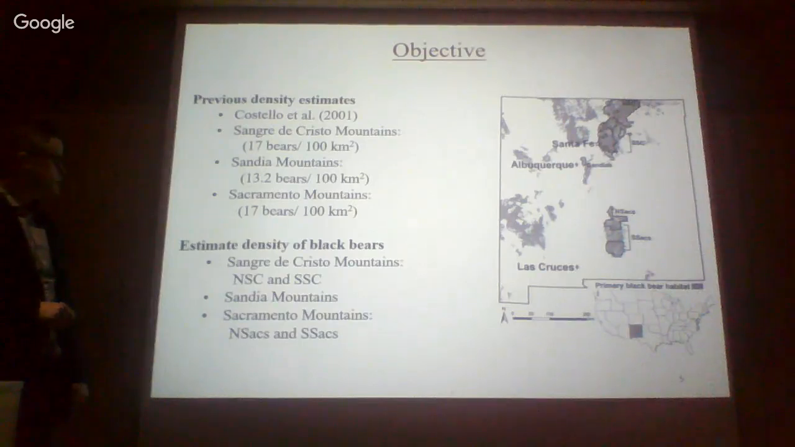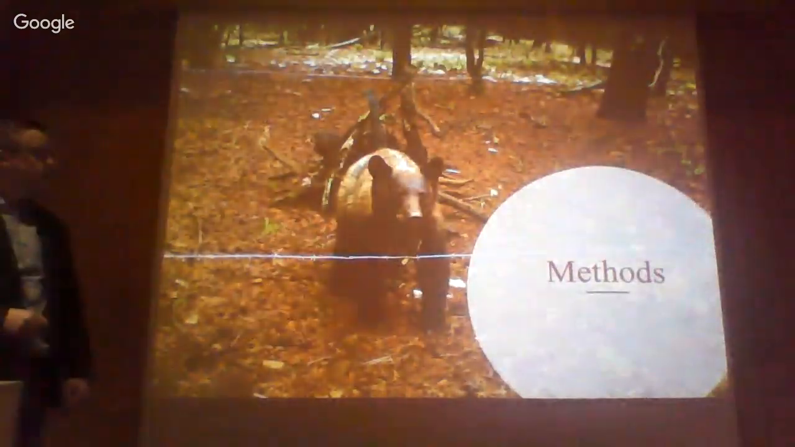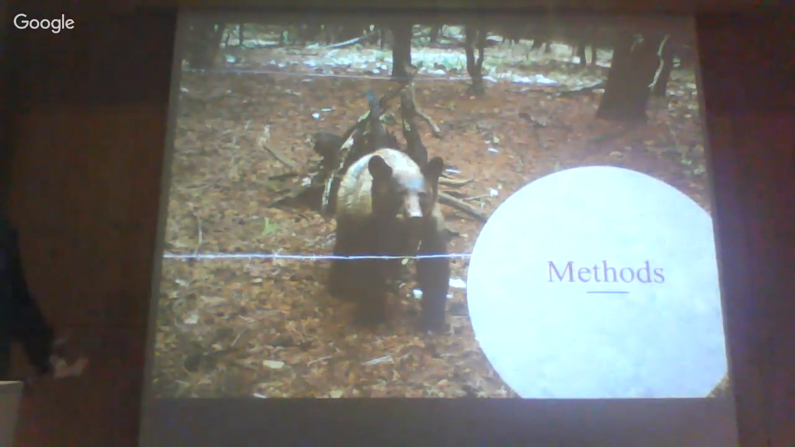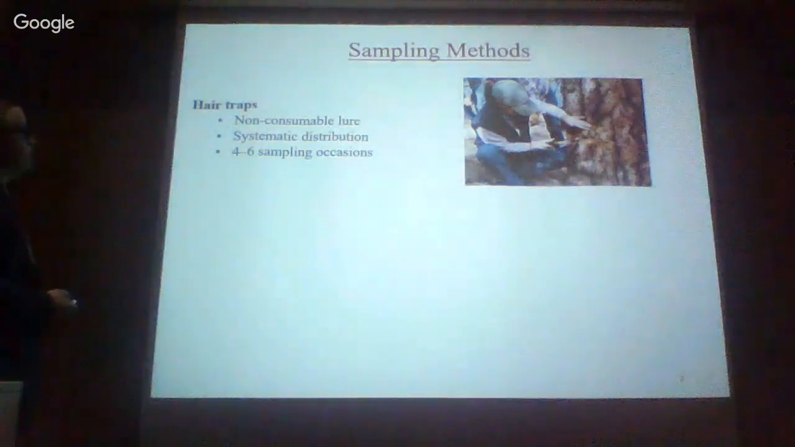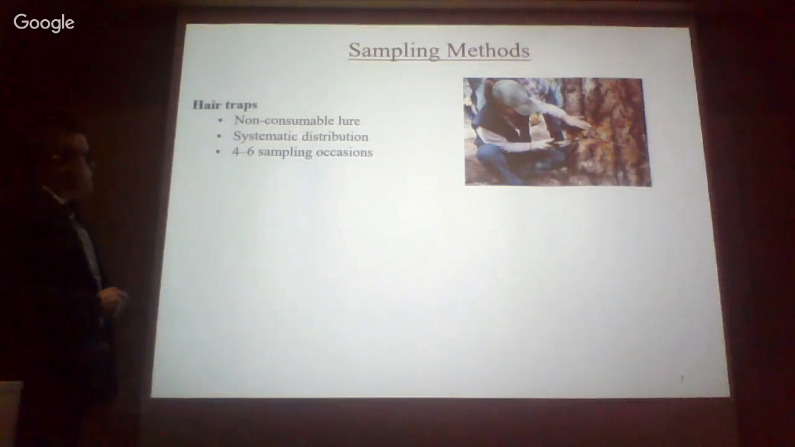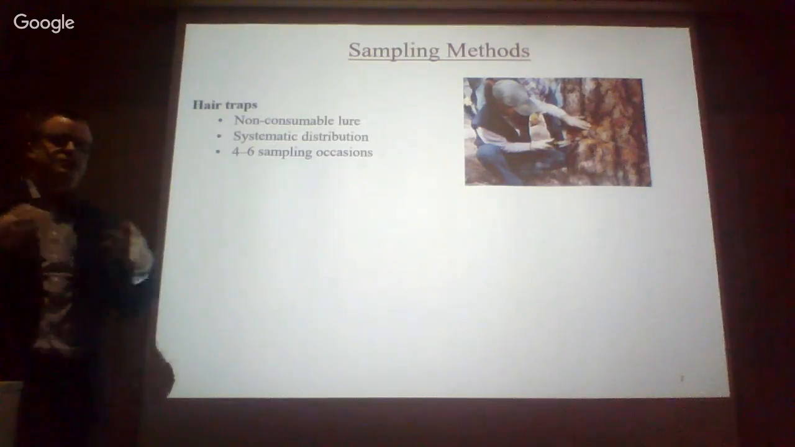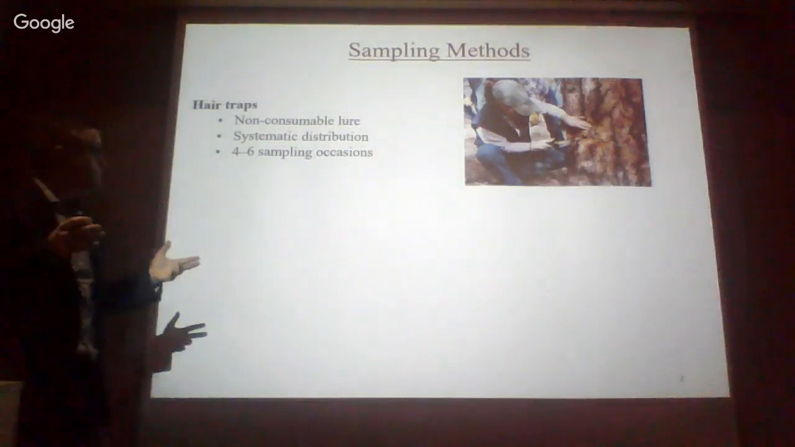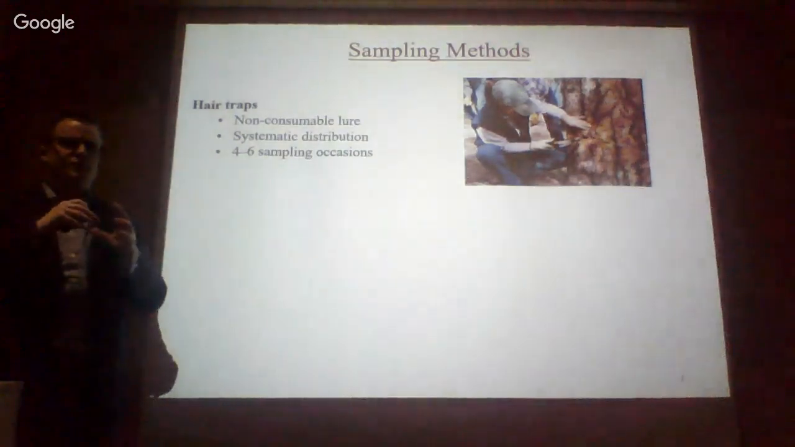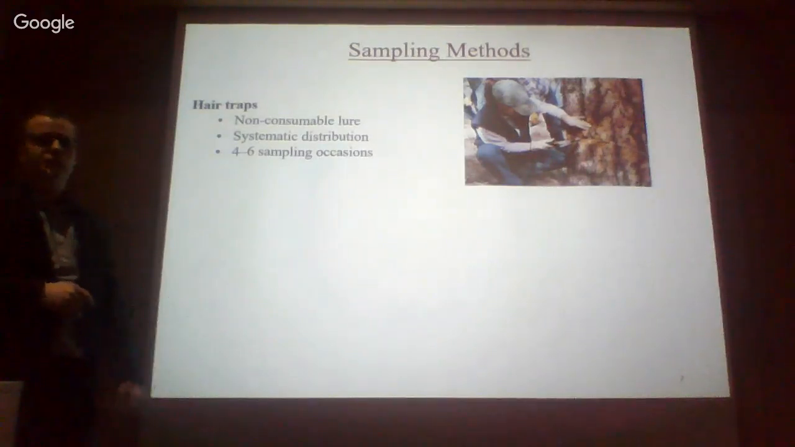And so the objective for this chapter was to estimate density in three mountain ranges that nested within others' five study areas. And so the way we did that, or I did that, I'll bounce back and forth, is we used non-invasive genetic sampling. First off was a hair trap. It's just a strand of barbed wire around knee height, strung around three or more trees. You put a non-consumable lure in the middle of it to attract bears in and snag hair from them. And we systematically distribute these across the landscape, putting one in every 5 kilometer cell across a grid across the mountain range. And we sampled it about 4 to 6 times depending on the study area.